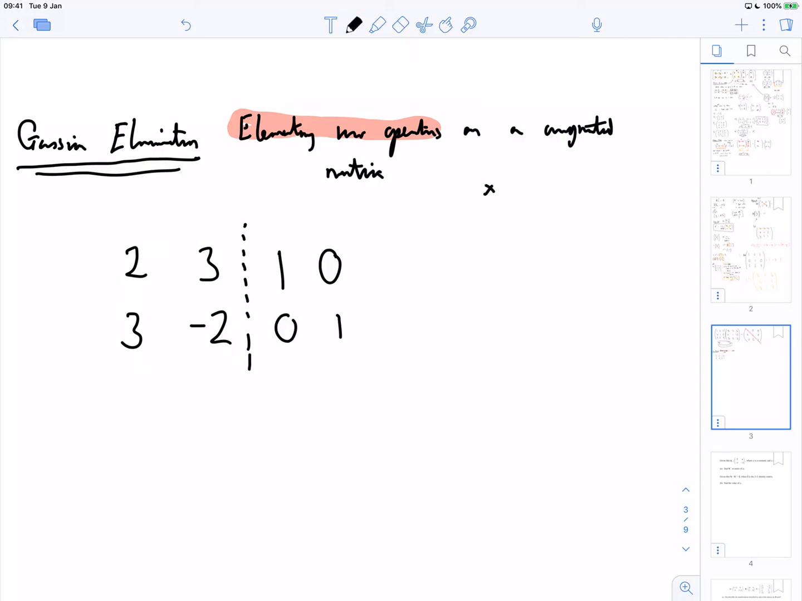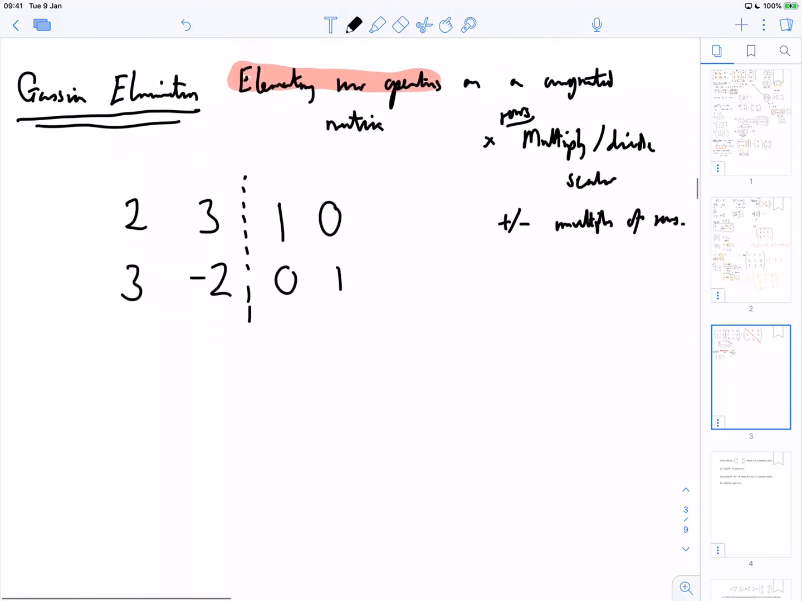I am allowed to multiply and divide the rows by scalars, and I can add or subtract multiples of rows. So the first thing I'm going to do, you don't have to write this, is divide row 1 by 2. The reason for that is because 2, 3 becomes 1, 3 over 2, and that's immediately looking good because I'll have a 1 in the top left-hand corner.